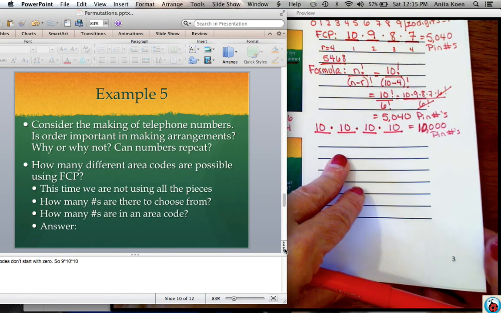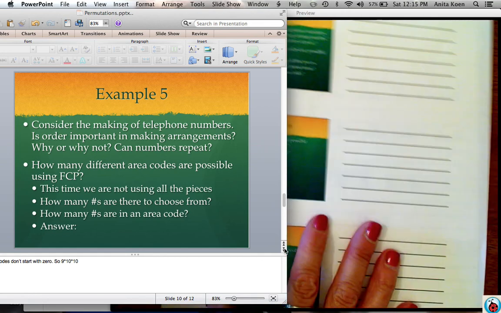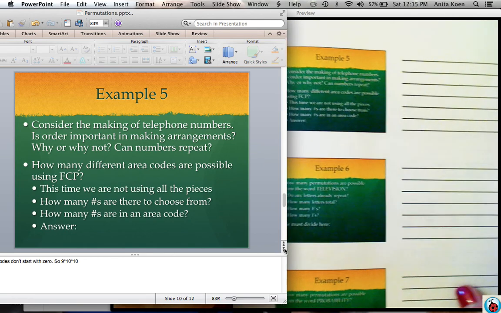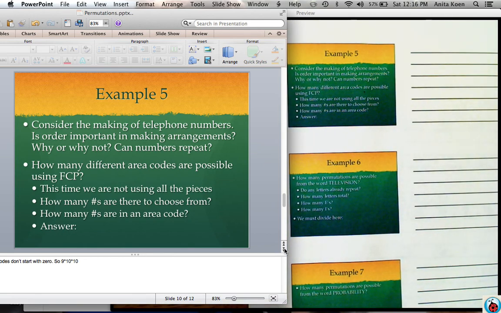Okay, let's consider the making of telephone numbers. So that's the first example that we're going to look at. Let's consider the making of telephone numbers. Is order important in making these arrangements? Why or why not? Okay. Is order important in a phone number?